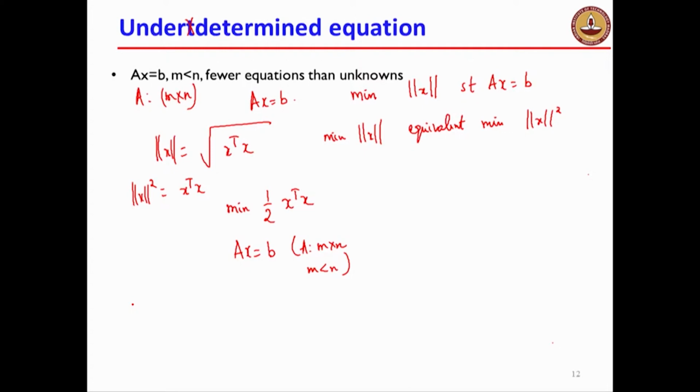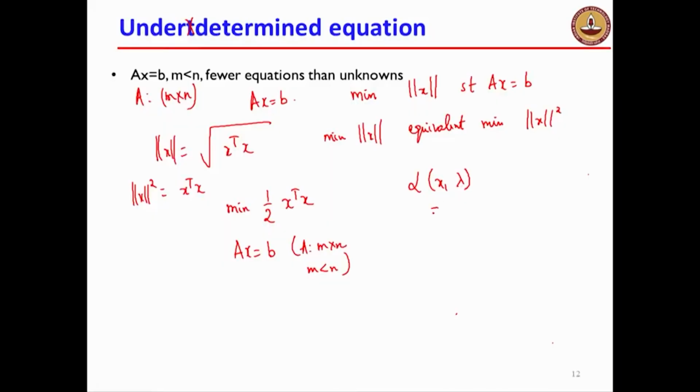Now if you recall, this is just an equality constraint optimization problem. We know how to take gradients of quadratic functions, we know how to take gradients of linear functions. The only thing is, what is the necessary condition of optimality for this? I will write down the Lagrangian. In the interest of time, I will not be able to derive it.